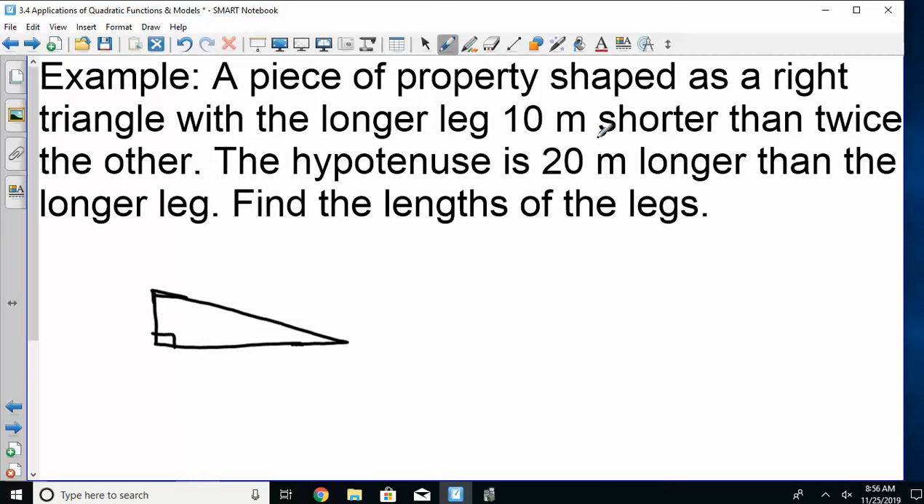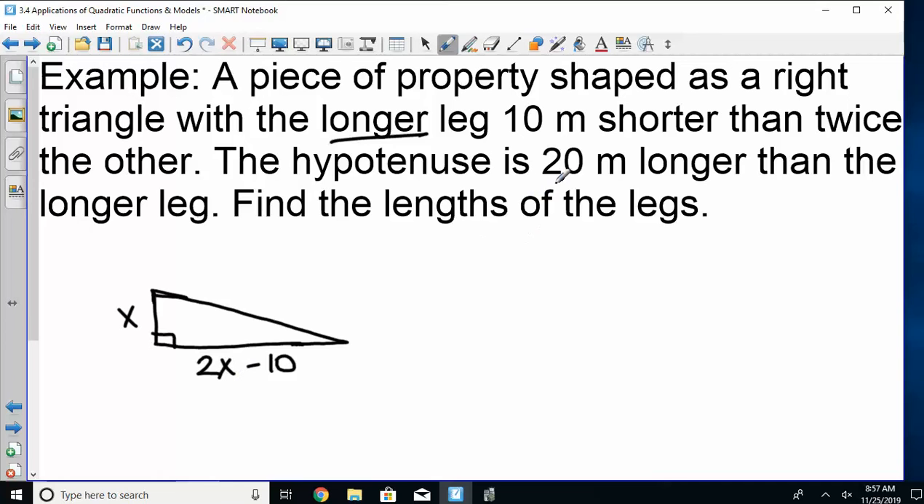Is 10 meters shorter than twice the other? Okay, so this is describing the long one. So do I know how long the short one is? What should I call it? X. Okay. 10 meters shorter than. What does shorter than mean? Minus. Is it 10 minus or minus 10? Minus 10. Twice the other. So twice would be 2x.